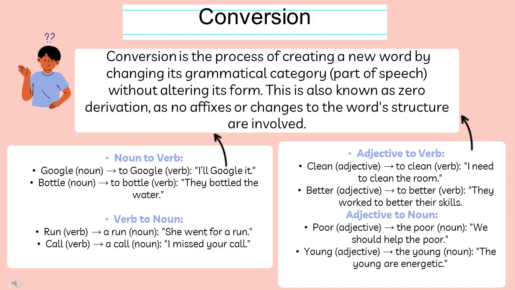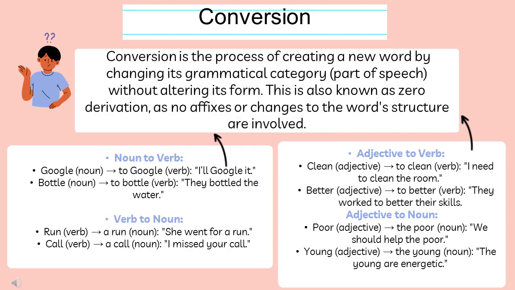Next, we have conversion. Conversion is the process of creating a new word by changing its grammatical category without altering its form. This is also known as zero derivation, as no affixes or changes to the word structure are involved. Let's have a look at the examples to understand what I mean. First, we can change a noun to a verb, like the noun Google to the verb to Google, and for example, say I will Google it. And also bottle, change this noun to the verb to bottle, and say they bottled the water.